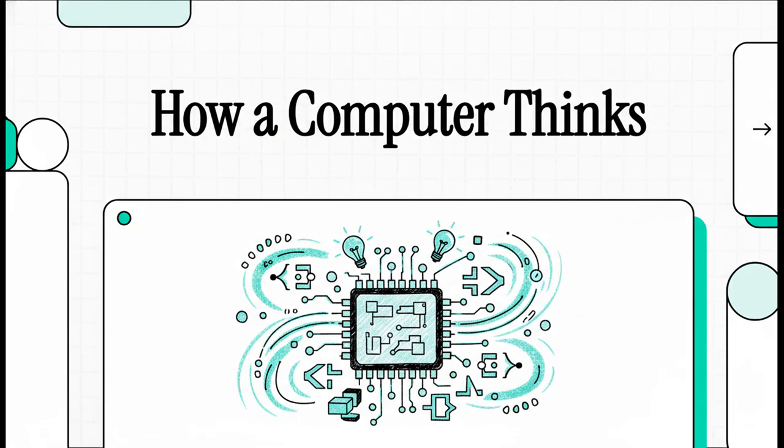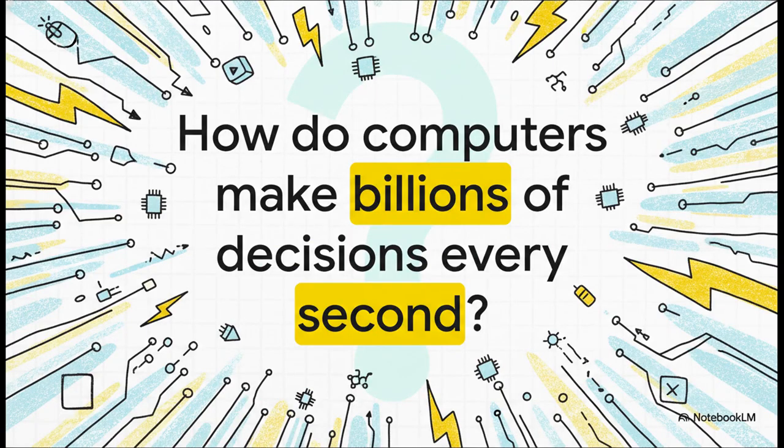All right, let's pull back the curtain on the magic that's happening inside your computer right now. We're about to go on a journey to figure out how a tiny piece of silicon, the processor, actually thinks. Let's jump right in. I mean, really think about that for a second. Every single time you click your mouse, type a letter, or watch a video, your computer is making billions of tiny split-second decisions. So how on earth does it do that?